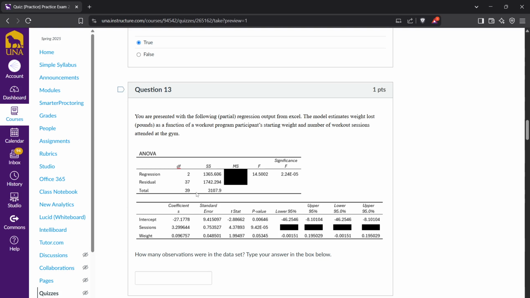Okay, but it doesn't ask anything about the story yet. It says how many observations were in the data set. Type your answer in the box below.